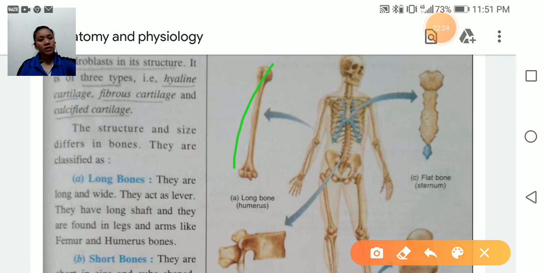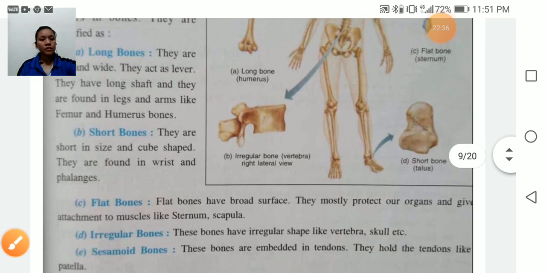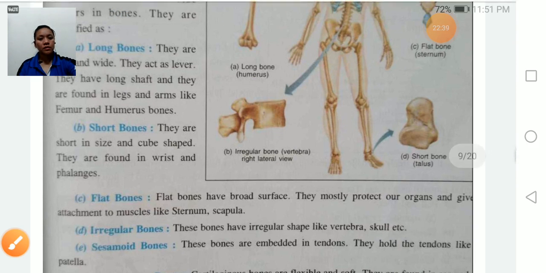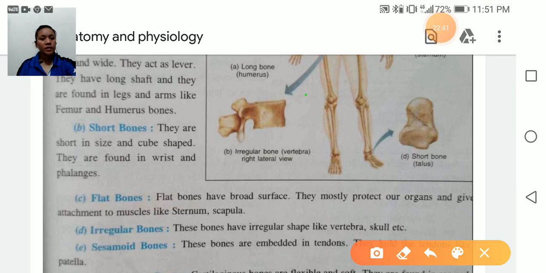This is the long bone. Flat bones protect your internal organs like the liver and kidney. This is your irregular bones, which are present in your vertebra, and this is your short bone.